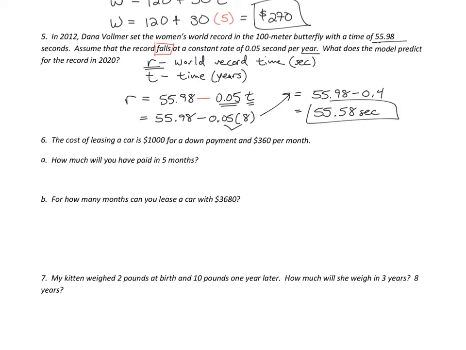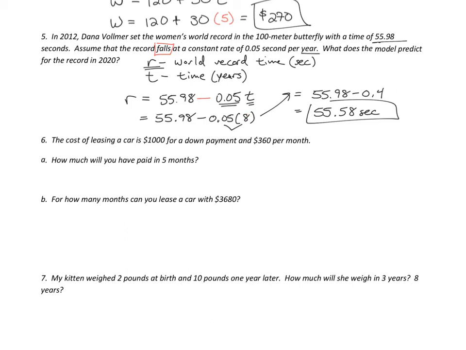And you may be wondering, why did I use 8 for time? Well, at the very beginning of this problem, in 2012 is when she set this record. So between 2012 and 2020, there are 8 years that pass. So I would use 8 for the number of years.